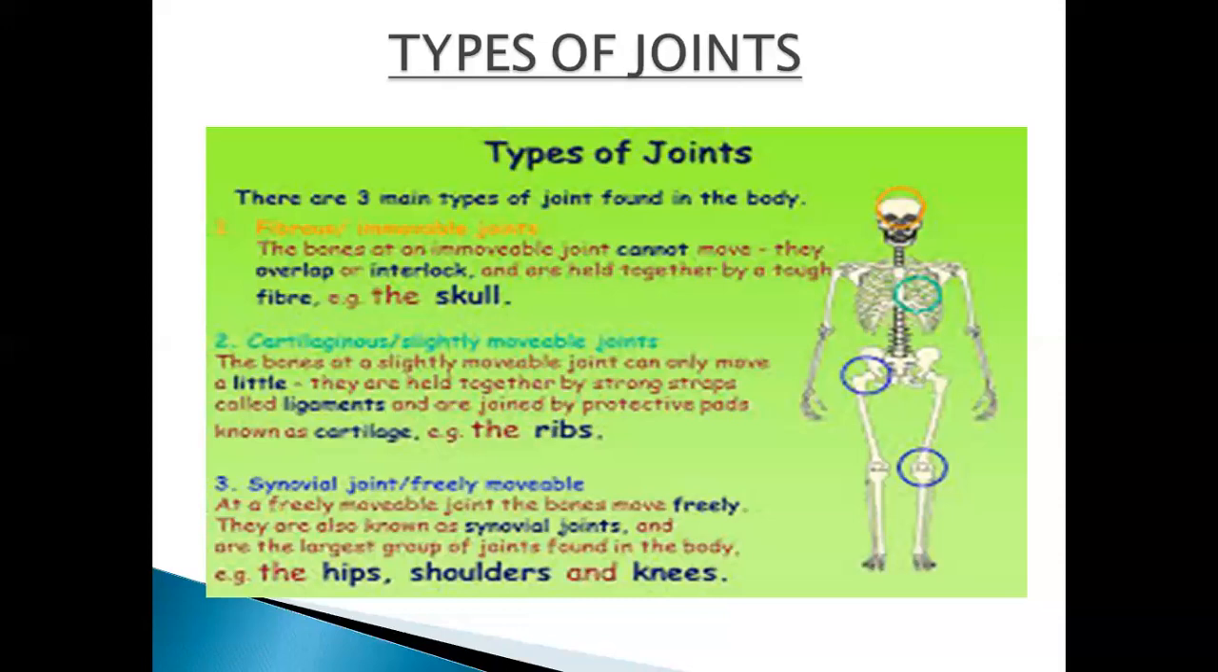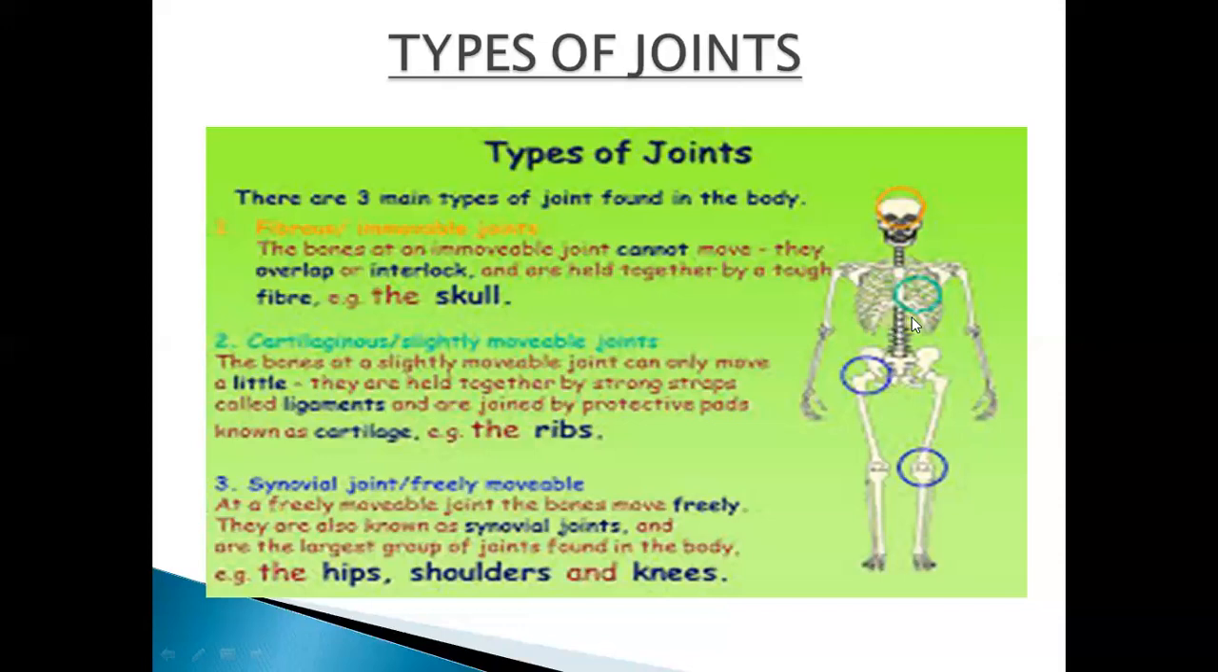What can be the examples for the cartilaginous joints? The examples of cartilaginous joints are costal cartilages that attach ribs to the sternum. You can see here, these are the ones that attach ribs to the sternum. That I told you about, the true ribs, the first 7. Next are the pubic symphysis and intervertebral disc. That area is present here. Pubic symphysis. Intervertebral disc is here.